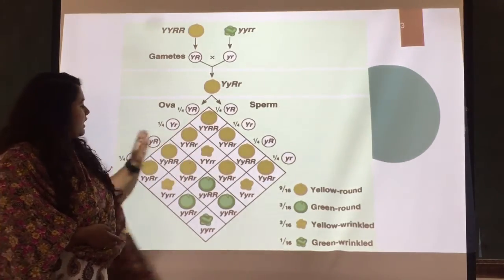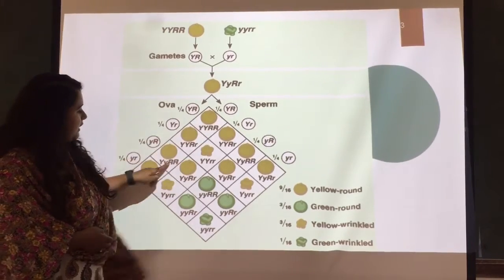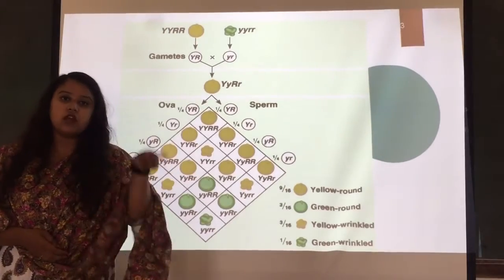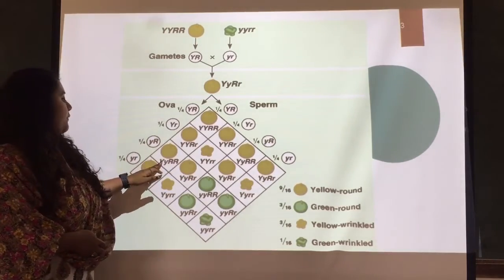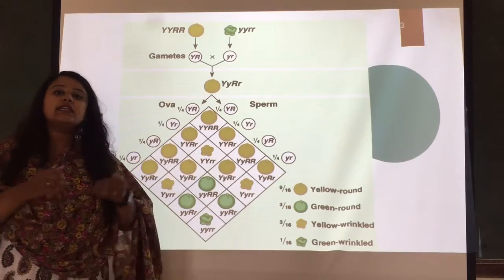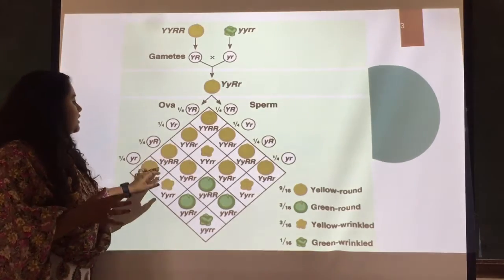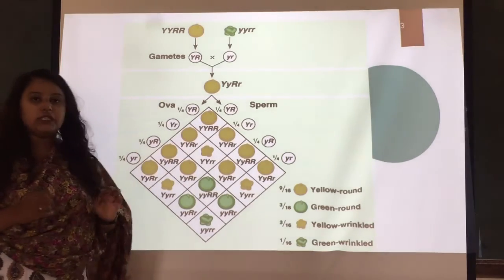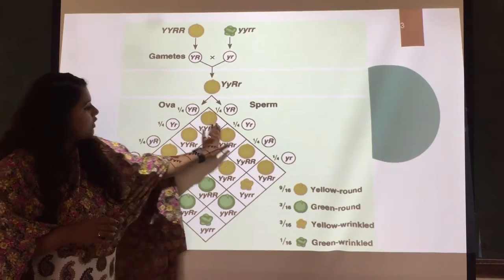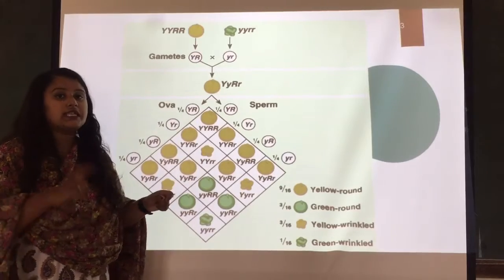Next we are going to see capital Y, small y, capital R, capital R. So here there are two capital R, for this reason they are round in shape. And here one capital Y and one small y is present, but the capital Y is dominant over the small y, and for this reason it is going to form what? Yellow in color, right? Here you can see that all of these are round in shape, but this one is not round in shape, even though it is yellow in color.